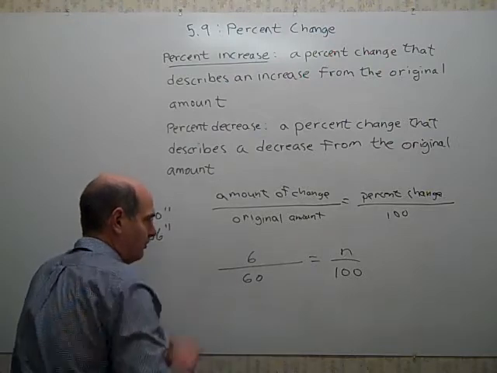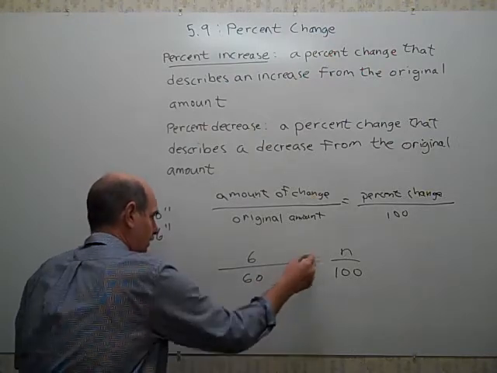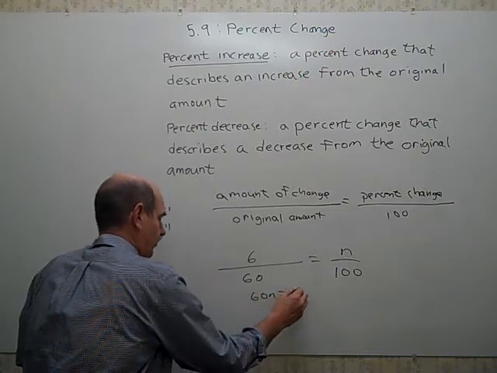So when we cross multiply, something we've been doing a lot of this chapter, we would get 60 times n equals 6 times 100.